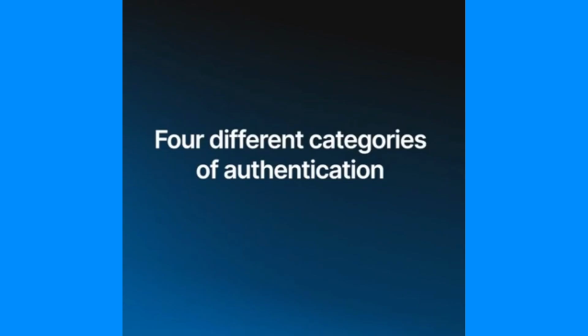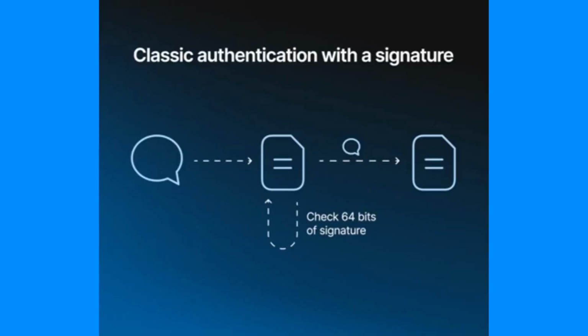Now that we talked about the memory layout and the anatomy of a transaction, let's talk about how to authenticate the messages in the contracts. In this lesson, I would like to talk about 4 different categories of authentication.